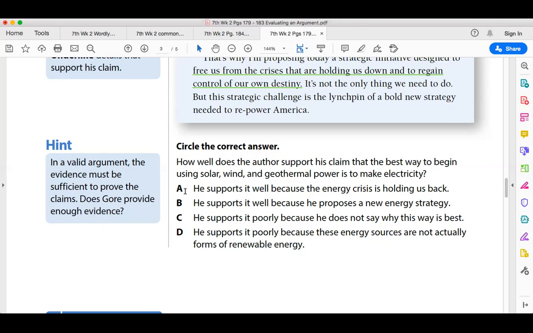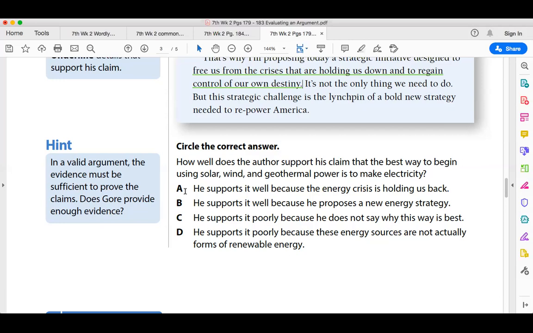What do you think, y'all? Is it A? A is incorrect. Saying that the energy crisis holds us back doesn't explain why the best way to regain control is to use renewable energy to make electricity. Okay. B, no, that's incorrect. Gore is proposing a new energy strategy, but doesn't explain why this way is best. So it's the poor one.